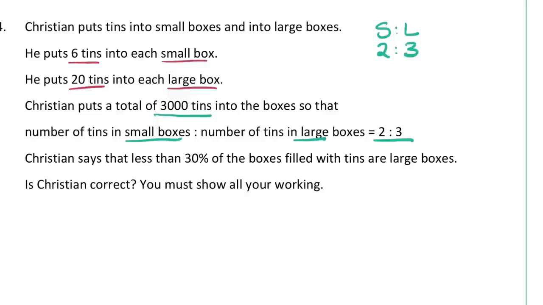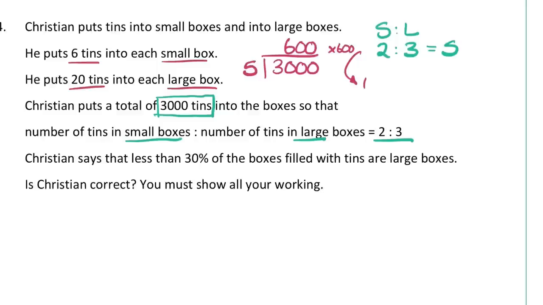Now, there are 3,000 tins in total, so that's what we need to split in the ratio 2 to 3. Now, in total, there are 5 parts. So I need to divide that by 5. Let's do it to the side. 3,000 divided by 5. 5 goes into 30 6 times, and then 0, 0. So each part is worth 600. So I need to multiply both numbers in the ratio by 600. 2 becomes 1,200, 2 times 6, add the zeros, and then 3 times 600, 3 times 6 is 18, add the 2 zeros. So there we go.